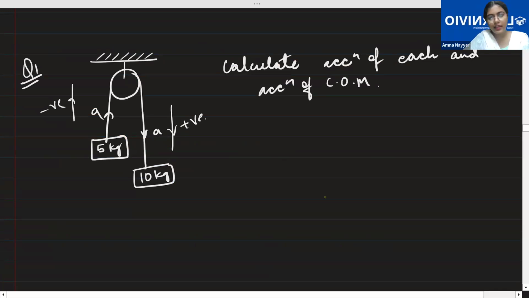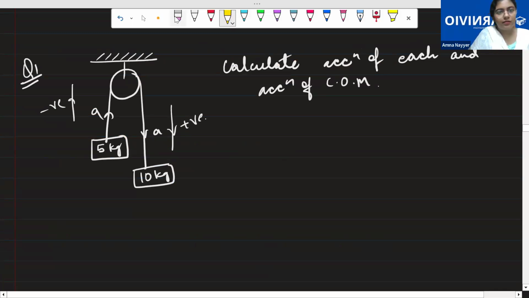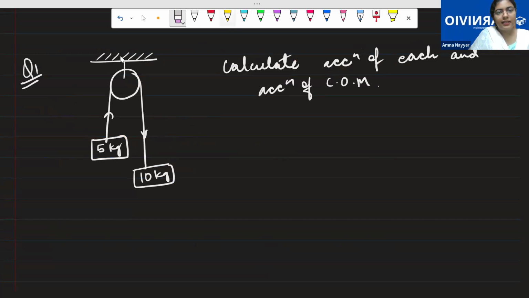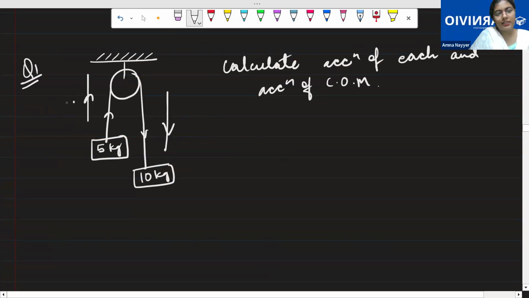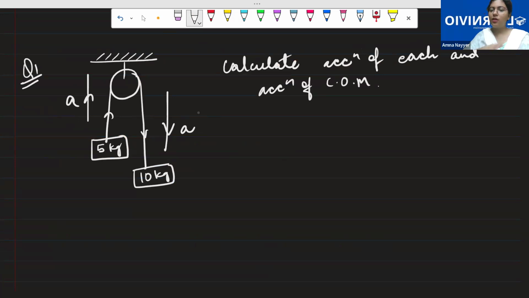All right. So see in this, the acceleration is directed upwards, and here the acceleration is directed downwards. So what we have to do is calculate the acceleration of the center of mass. For that, you need the individual accelerations first. So we are going to calculate the acceleration first using the laws of motion that we have already studied under the pulley problems, pulley mass systems.